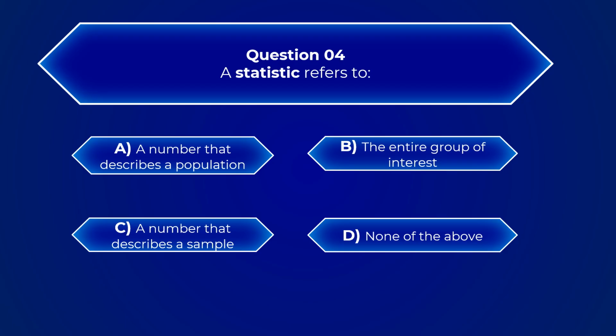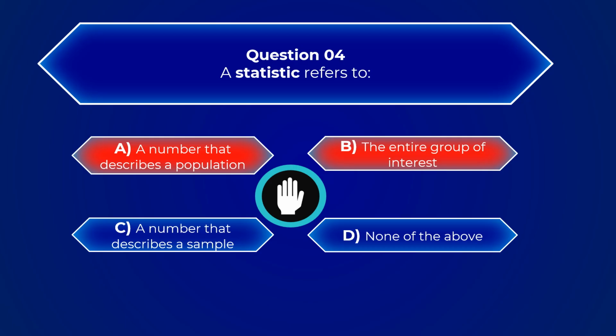Let's move to the question number 4. A statistic refers to a number that describes a population, or the entire group of interest, or a number that describes a sample, or none of the above. So here, a number that describes a population is called a parameter, it is not a statistic. The entire group of interest is called a population, so it is not a statistic. So here the right answer is answer C. A number that describes a sample is called a statistic.